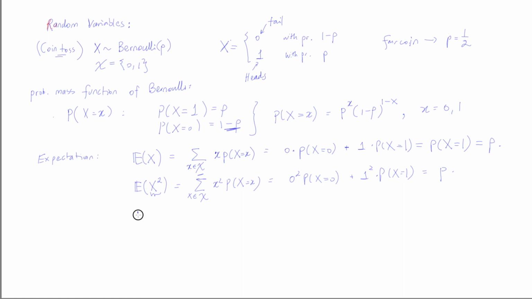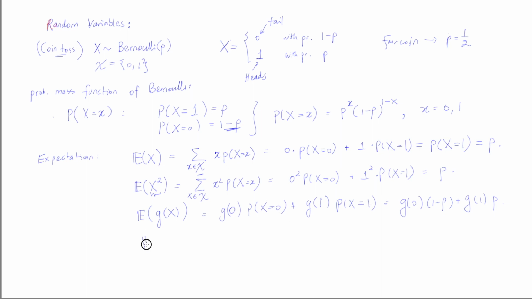Okay, what if we just had a general function? Expected value of g of x. Well, again, it's going to be g of 0, probability x equals 0, plus g of 1, probability of x equals 1, which is equal to g of 0, 1 minus p, plus g of 1, p. So this is just a general function, any function g, you can compute the expectation like this.